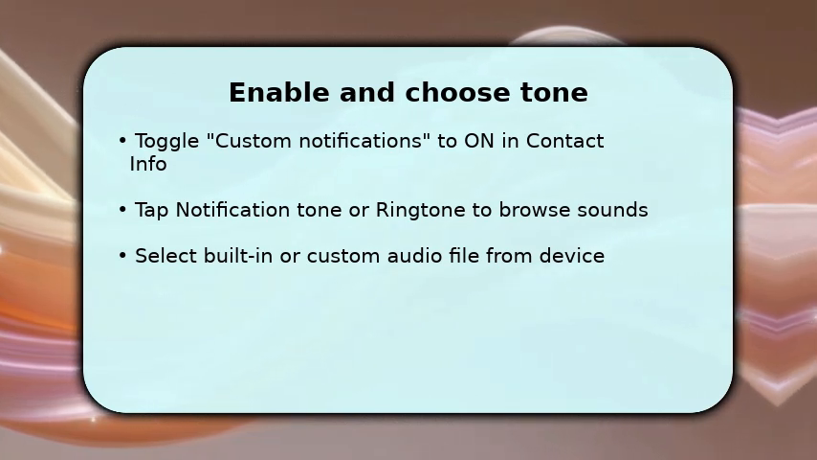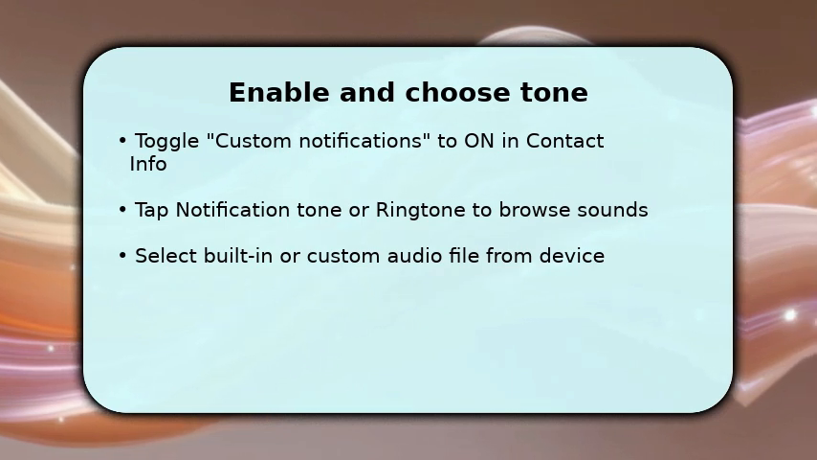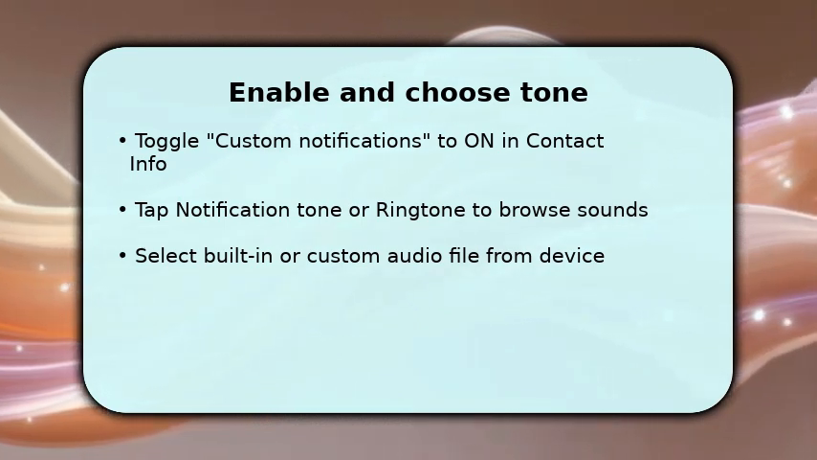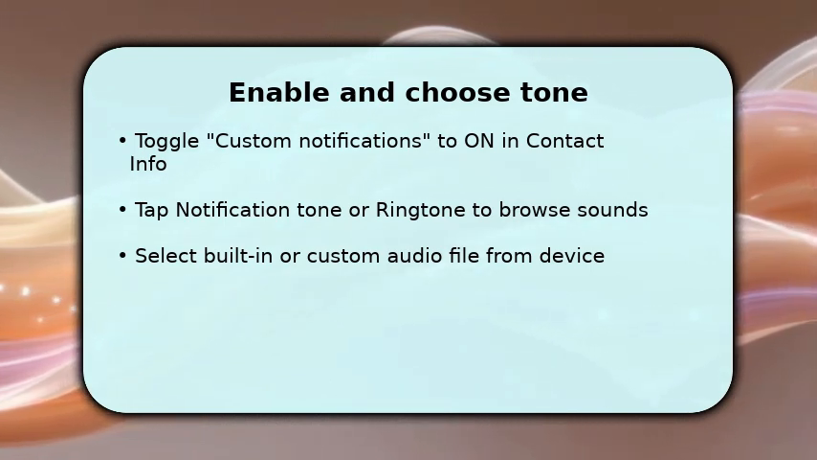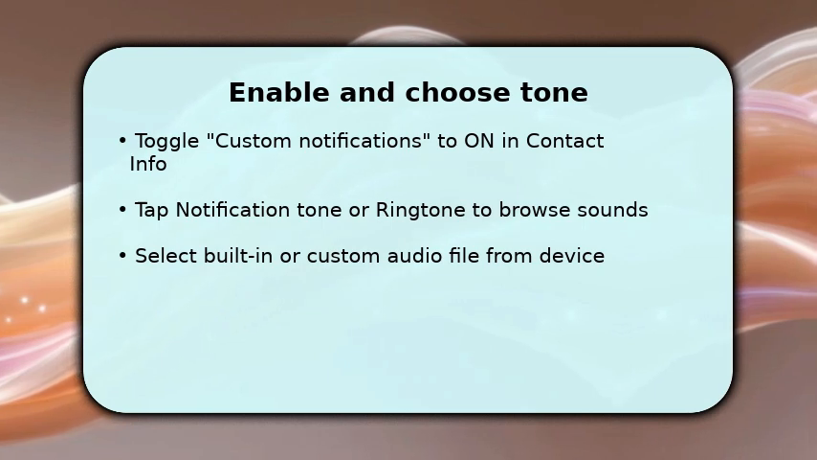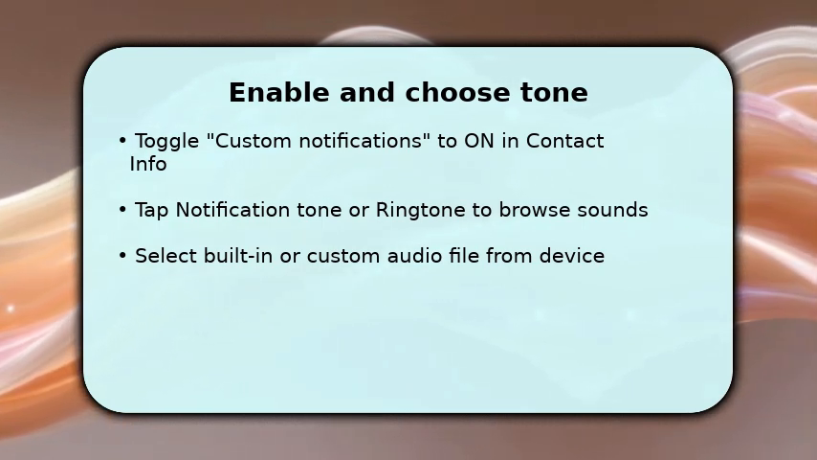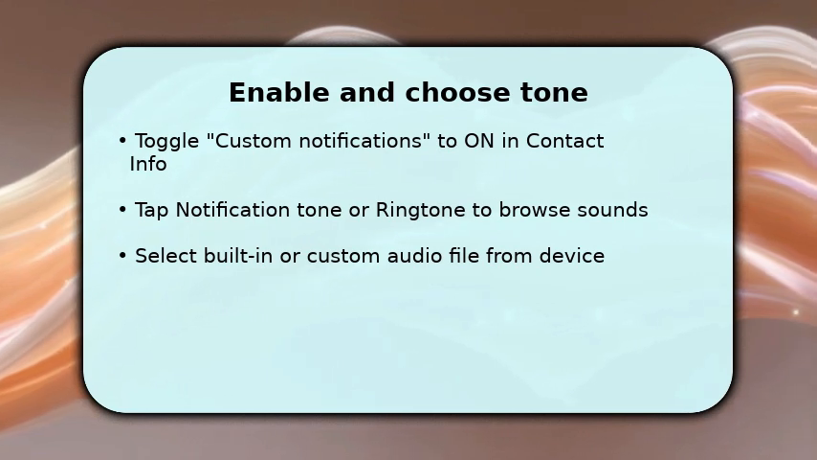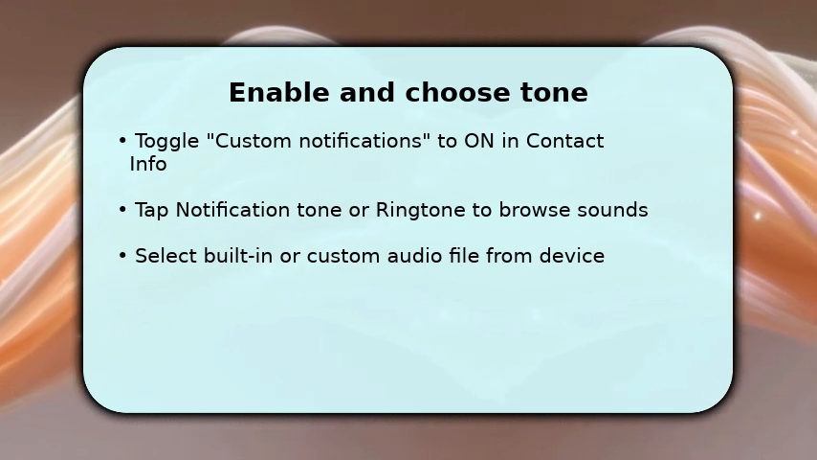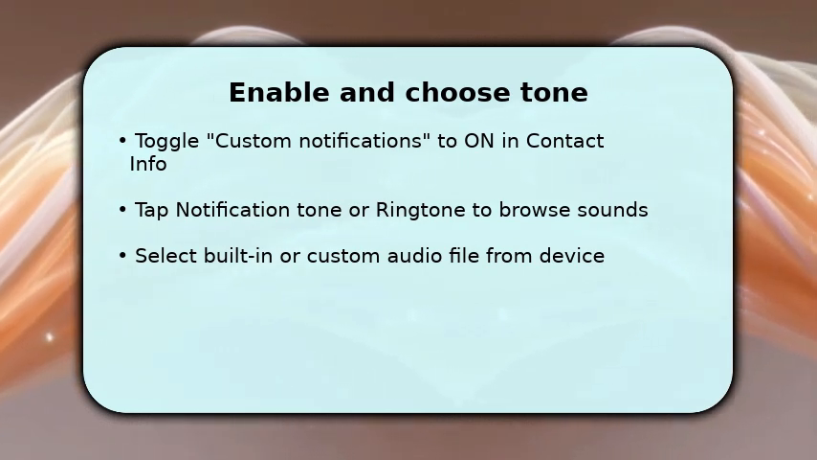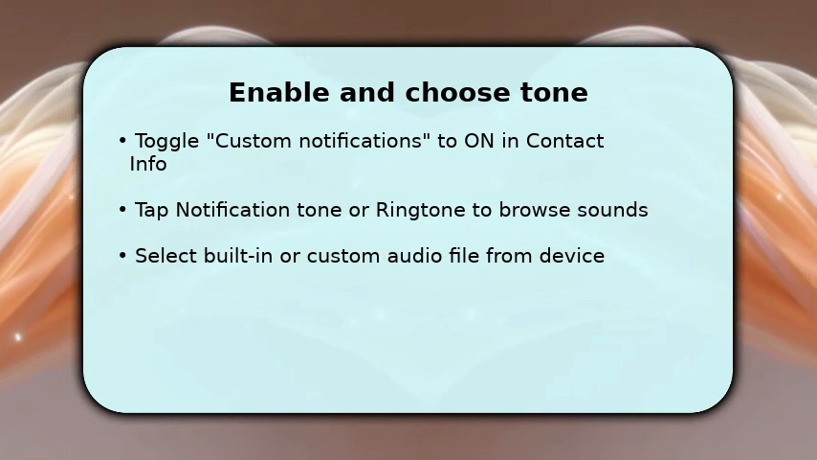Tap Notification Tone or Ringtone to open your phone's picker and browse available sounds. If you want a custom file, choose the option to pick from your device storage and select an MP3 or similar. WhatsApp will use that file for this person only. Remember to save or confirm the selection. Changing this does not affect group tones or global settings, so it isolates alerts to this contact.